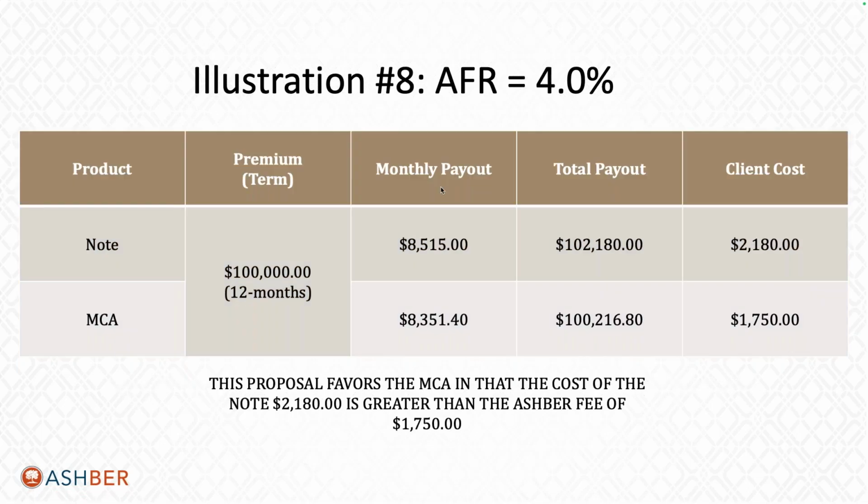And then illustration number 8 here, looking at it at 4%, we have more of a split decision, if you will. The annuity is favored in this one by about $430. I think it's exactly $430, based on the client cost of the note versus the cost of the annuity. This is one where maybe you could go either way, but at a 4% market, this typical case, 12 months, $100,000, tends to favor the annuity, at least economically.